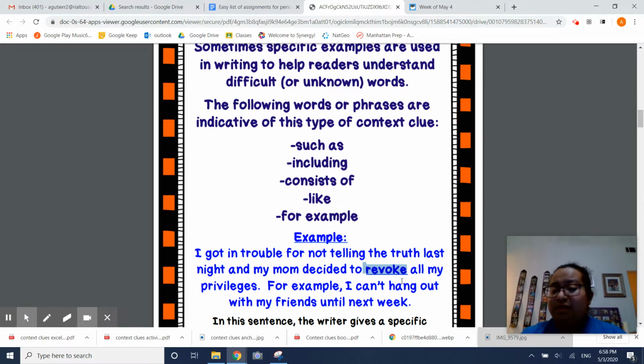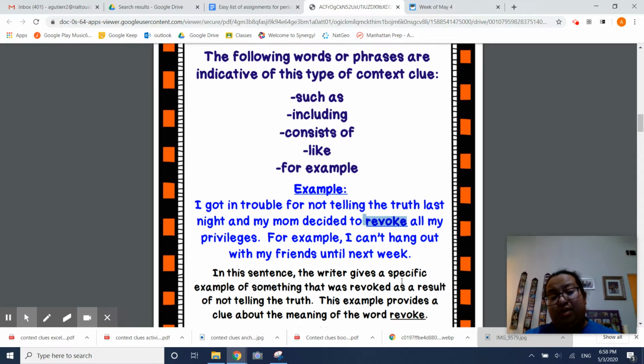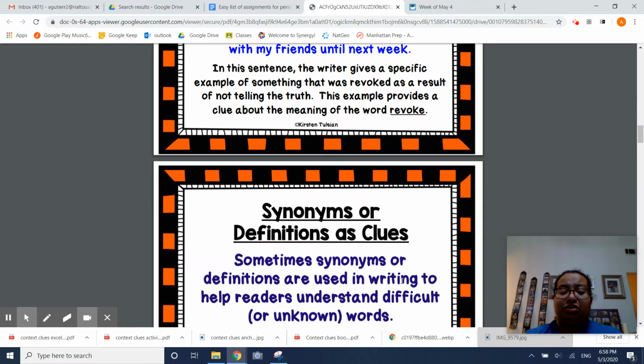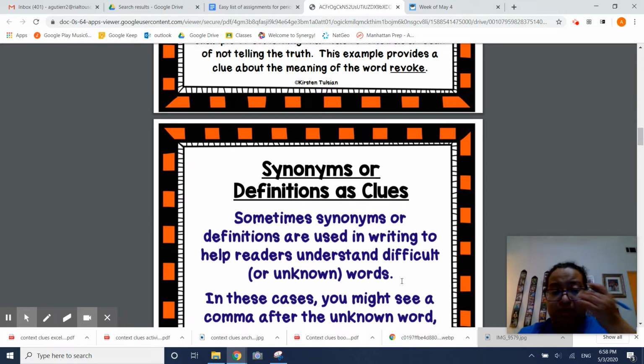So revoke kind of means something like to take away, right? Let's fill that in instead of revoke, and let's see if that makes sense. My mom decided to take away all my privileges. For example, I can't hang out with my friends next week. That gave us a clue that it was something that got taken away, a privilege, right?